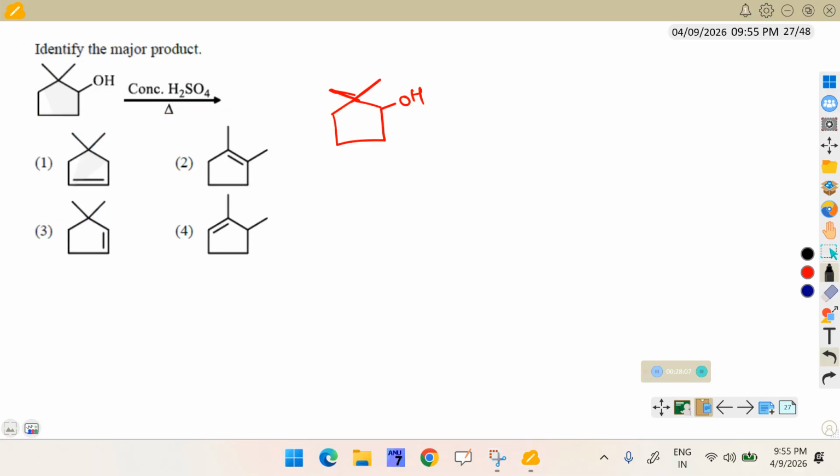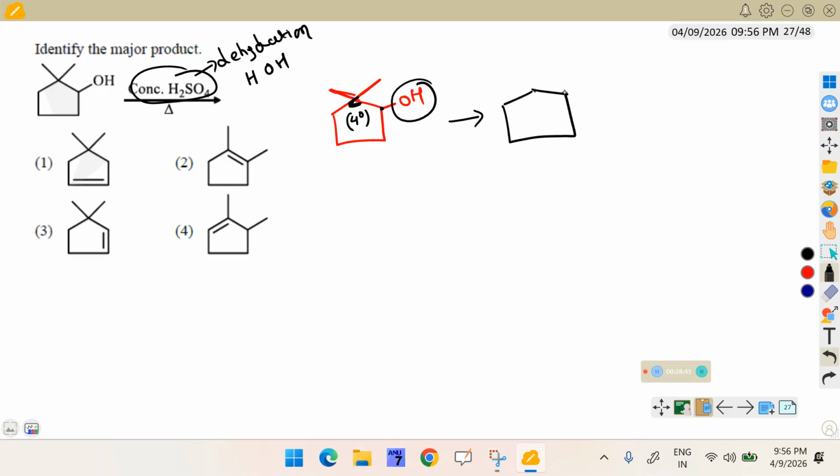Identify the major product. First of all, observe the point: the carbon attached to the OH group has an adjacent carbon that is quaternary. So no doubt, a methyl shift takes place. Why? Because in the presence of concentrated H2SO4, a dehydration process takes place. Dehydration means removing a water molecule, removing H and OH. First remove OH, the OH minus can be removed. Then here a positive charge is obtained.